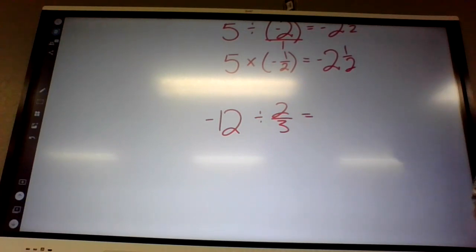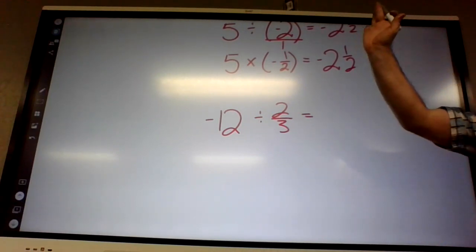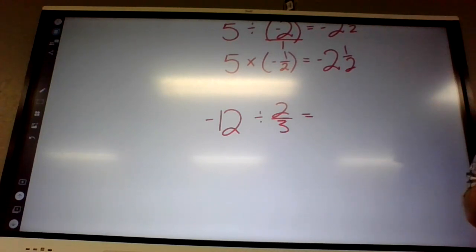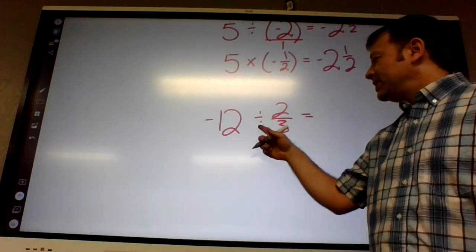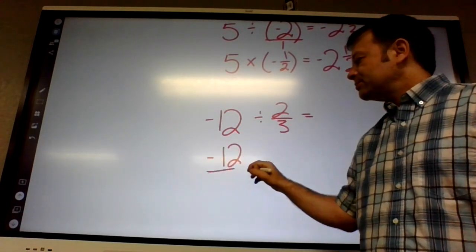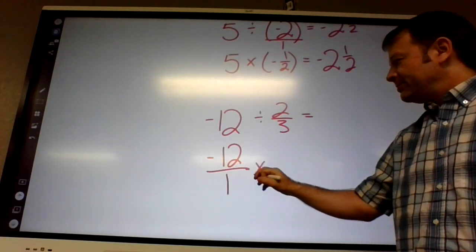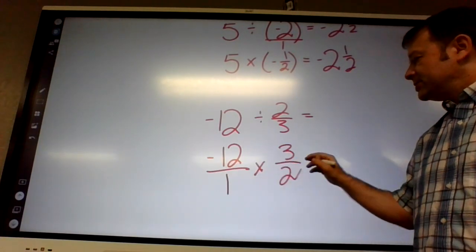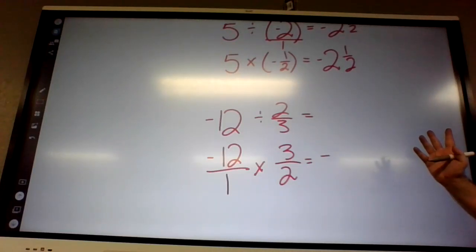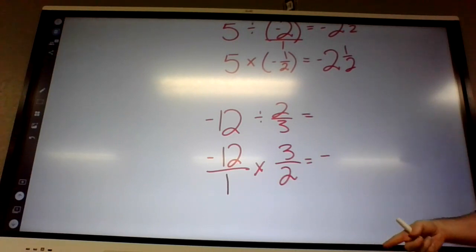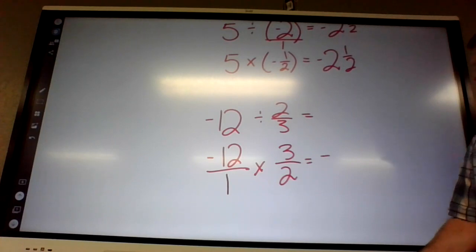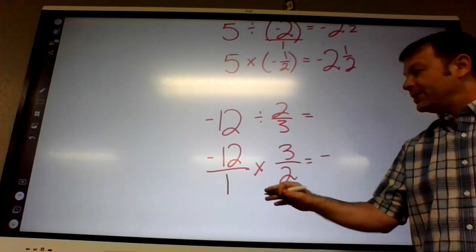So what do we do when we're dividing fractions? Keep it, change it, flip it. So negative 12, what do we do with negative 12? Over 1 times 3 over 2. Right at the beginning, I would just throw the negative in there and then not worry about it after that. Some of you are still forgetting the negative, and even though you're doing the work right, forgetting it makes the whole problem wrong. So be careful on that.